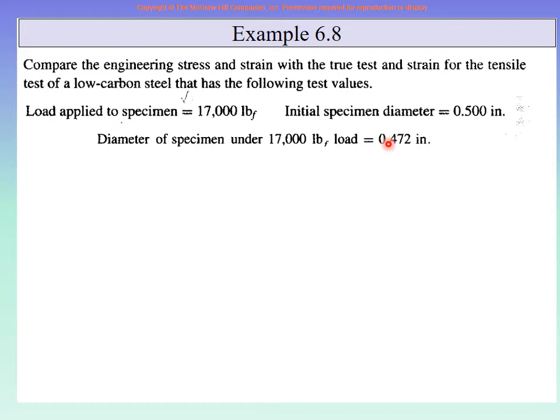Okay? So you have not gone to fracture, you have gone to this load. The original diameter is this and the diameter at this load. So this is the final diameter. So these things are given. The initial diameter of the specimen, the final diameter of the specimen, and the final load on the specimen. These things are given and you have to find the engineering stress strain and the true stress strain. Okay? So this is it.